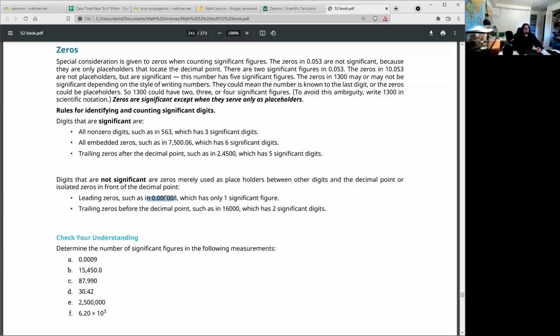But zeros in front don't count as significant. That's just telling us that we're measuring in whatever this is, tenths, hundreds, thousands, 10,000. This is micrograms instead of grams or something. And zeros after a non-decimal number, we're going to assume are rounding. This is about 16,000.